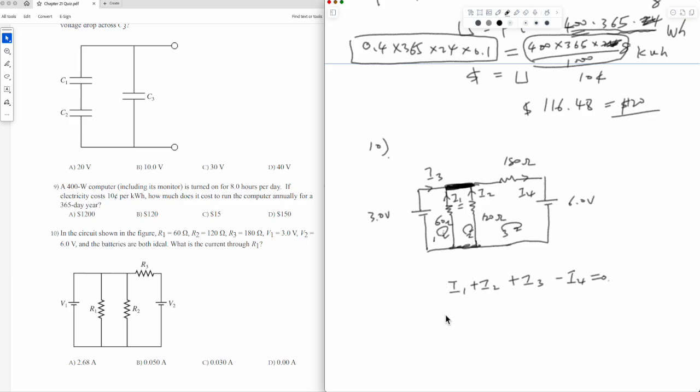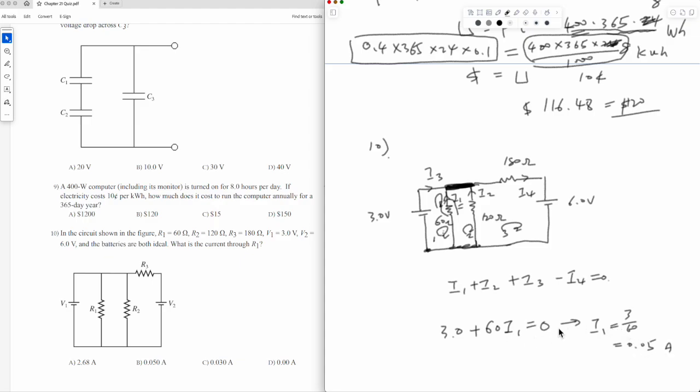All right, let's see loop 1. Let's start from here and go clockwise. So 3.0, then you get here, 60 ohm, loop direction and current direction opposite, so it will be plus 60 I1 equals 0. So this one gives you I1 directly: I1 equals 3 over 60 equals 0.05 amp.